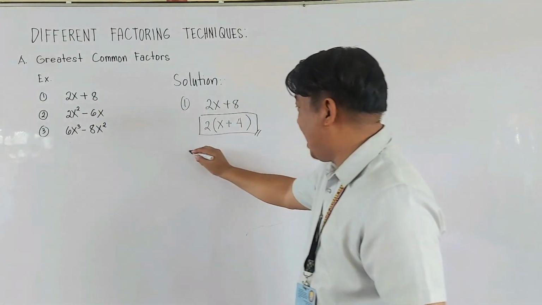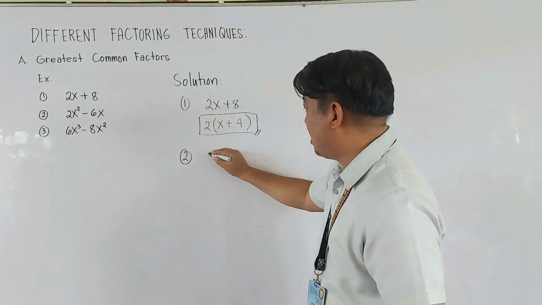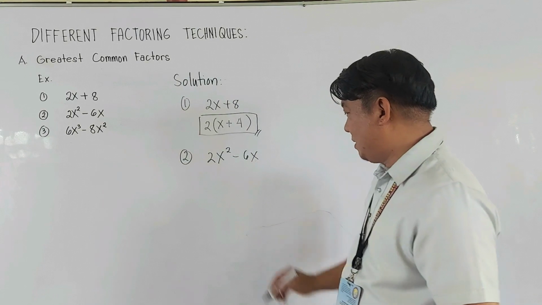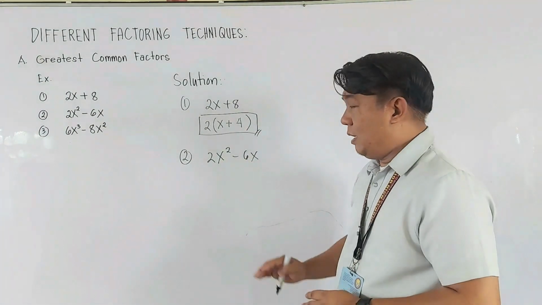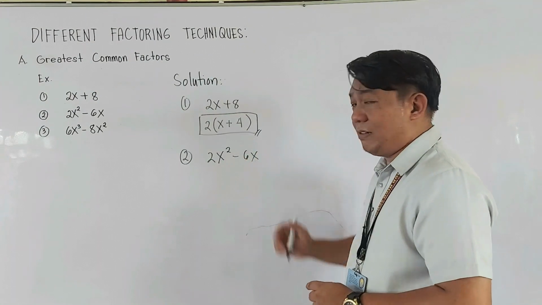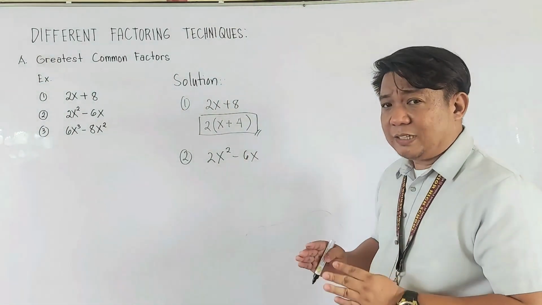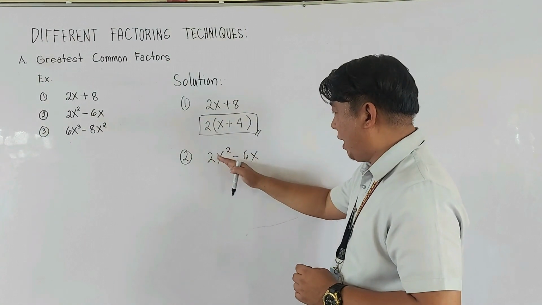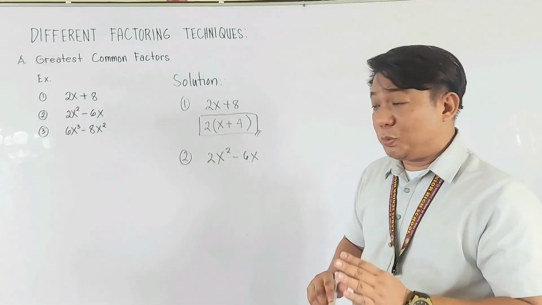Alright, so for our second example, which is 2x squared minus 6x. Now, as you can see, both terms have numerical and literal coefficient. Merong parehong variable na x. So, titingnan natin kung ano yung common sa kanilang dalawa. So, ang 2x squared at ang 6x ay parehong merong common factor na 2x.